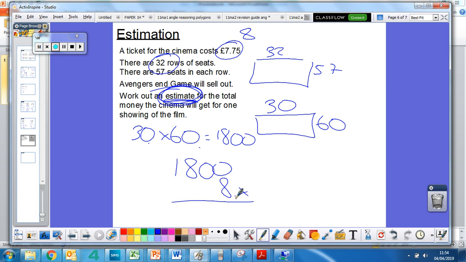So now I need to do 1,800 multiplied by 8. 8 times 0 is 0. 8 times 0 is 0. 8 times 8 is 64. There's my 4. Carry the 6. 8 times 1 is 8. And the 6 is 14. 14,400. That's money. That's a heck of a lot of money. £14,400 to fill that cinema with Marvel fans. And that's without selling popcorn. It said estimate. You've got to spot the word and go one significant figure, and everything then becomes happy days.